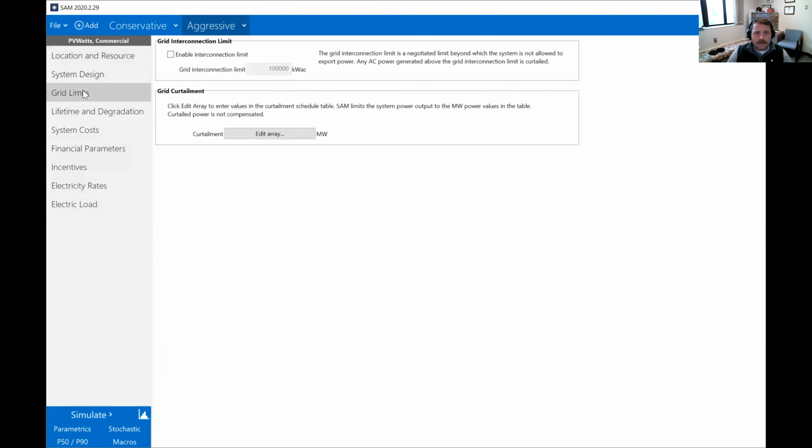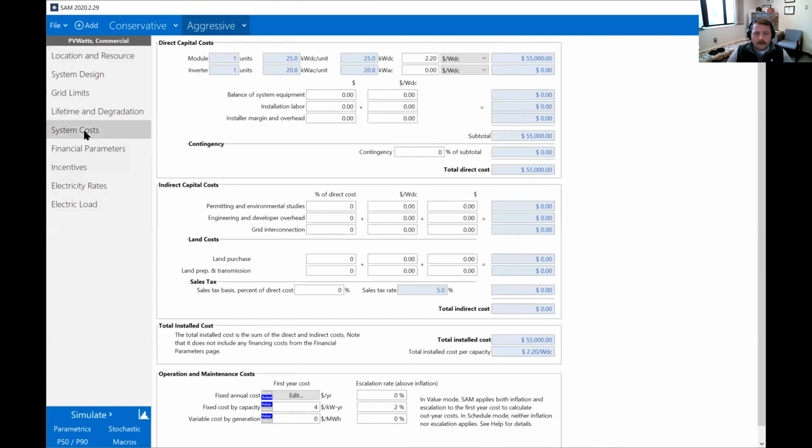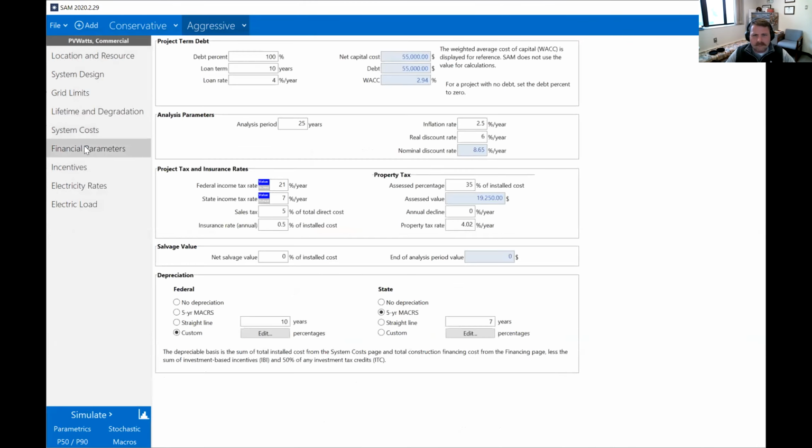By making this an aggressive scenario, I'm going to change some of my numbers to say, you know, I don't think O&M is going to be quite that high. You know, I think that was overestimated. I haven't seen inverters go out at that rate. And so I'm going to just reduce my values down on operation and maintenance.